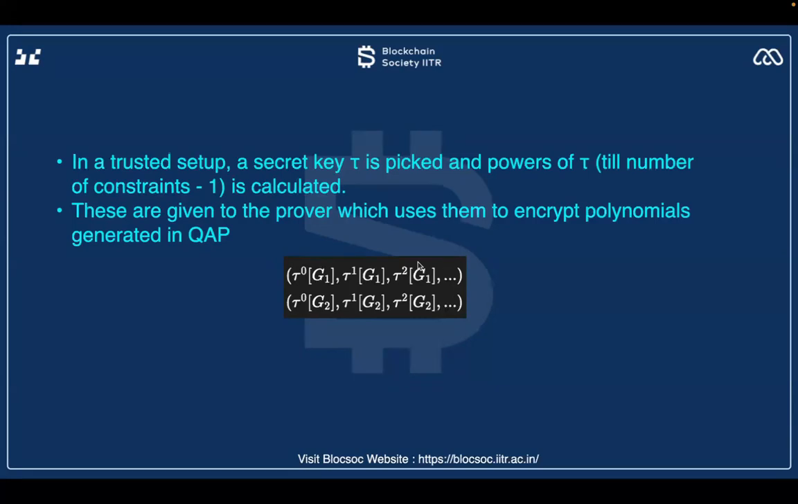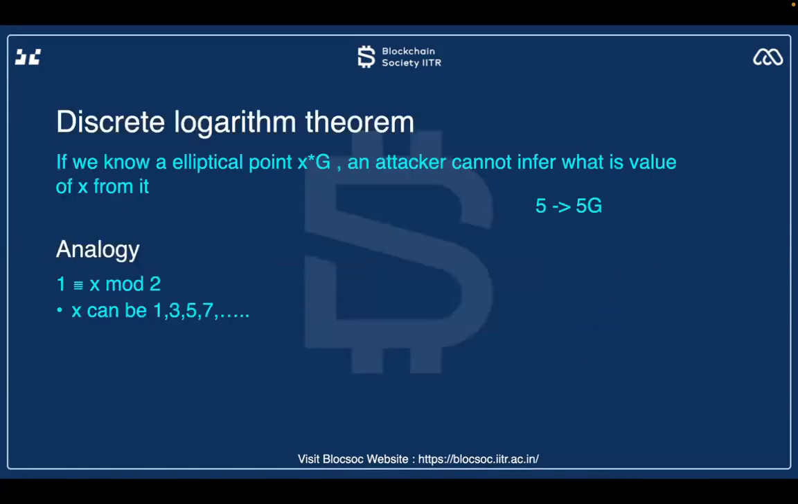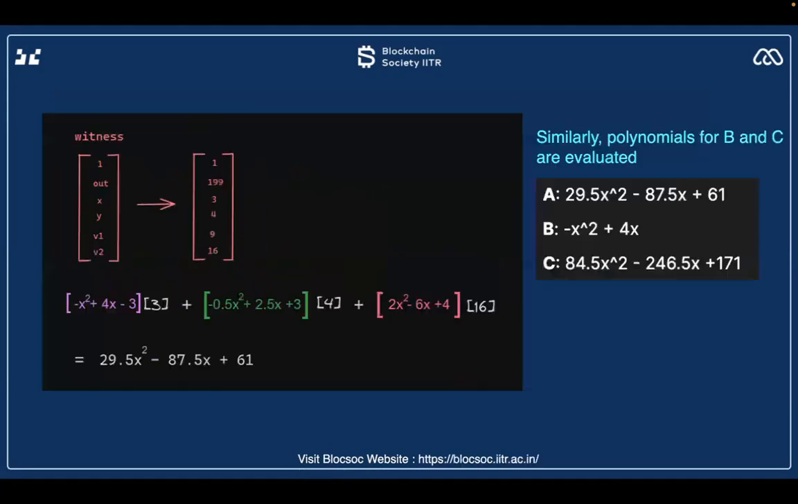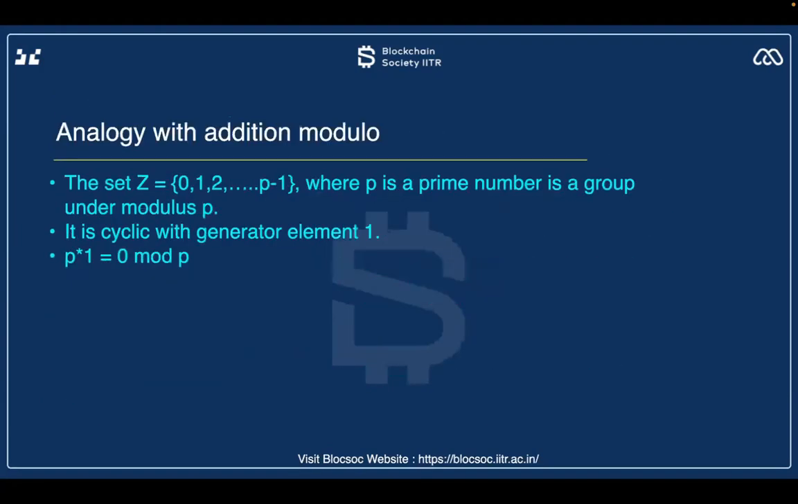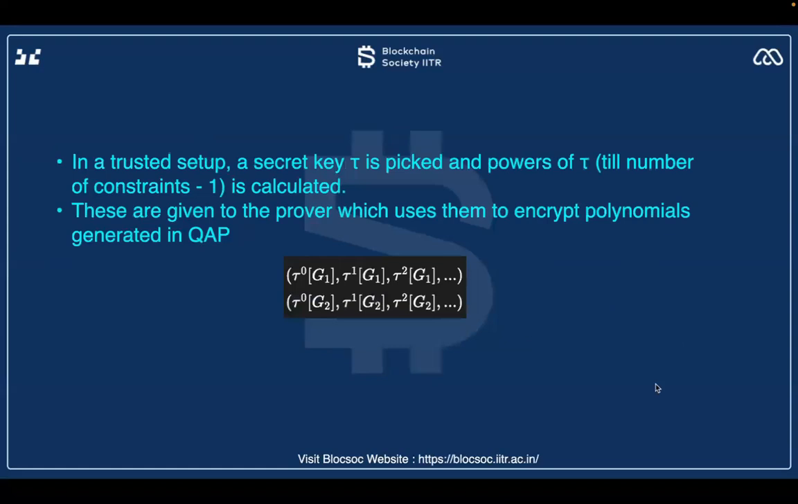So now here's the question: why is the prover not allowed to pick that secret key tau? Before that, if you are confused, tau is nothing but a value of x. We can put x equal to tau, and that is the encryption. So it will be forming tau, tau square, and so on, which are encrypted to this set of elliptic points.